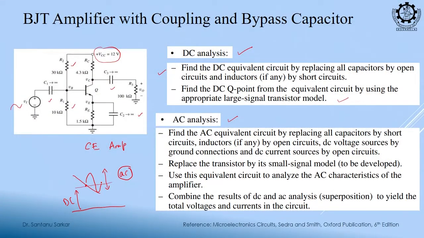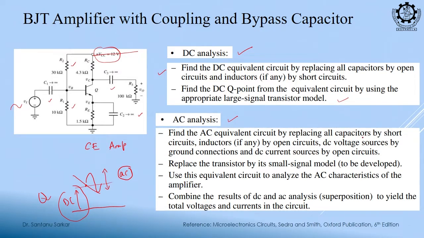For example, IC is equal to beta IB, V0 is equal to minus GM RC. So, only the AC component we will try to figure out, so that if we add or subtract it from the DC value, we will get the total value. So, in AC analysis we do not need to consider the DC portion. All the DC sources should be grounded. If it is a voltage source, in that case we will consider this DC voltage as ground. Why? Because we have already reached the Q point. Now, we only want to see the effect of the AC sources.